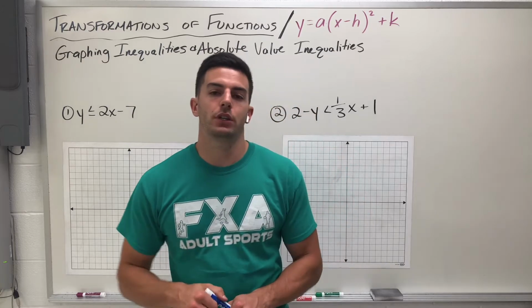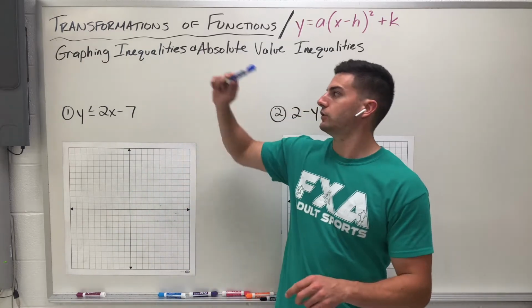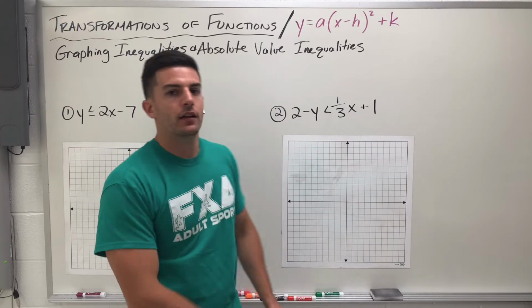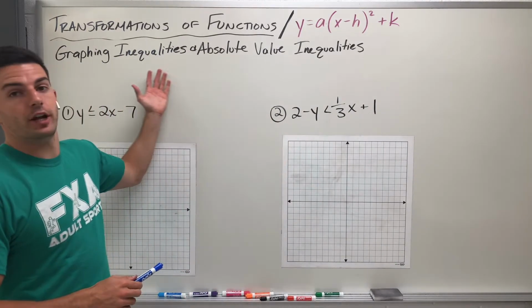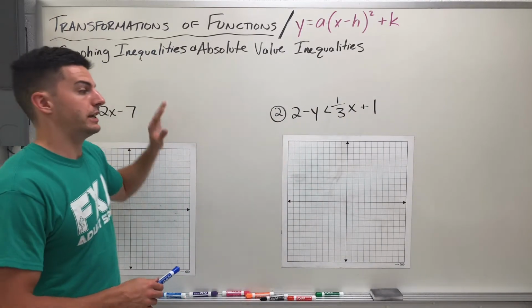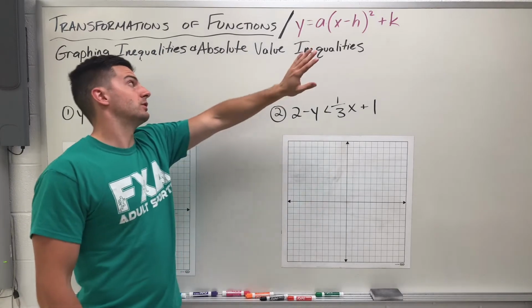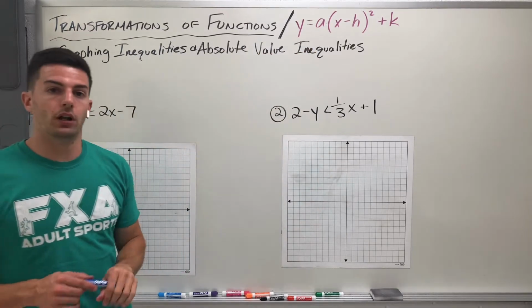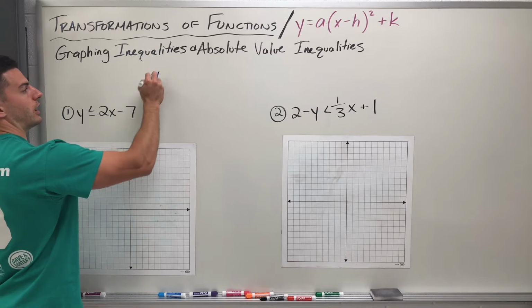All right, hello guys, we are here and we're going to be talking about graphing inequalities. That's something you should have gone over in Algebra 1, graphing normal inequality lines. But what's going to be new is absolute value inequalities. Just going over the basics of graphing a line, right?